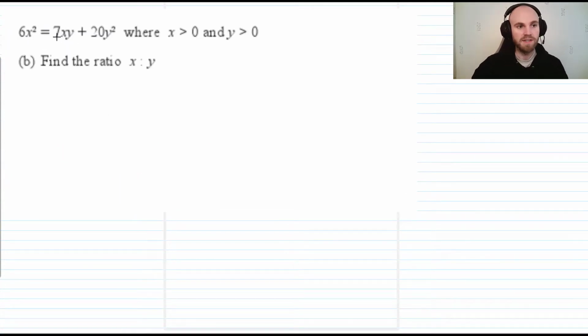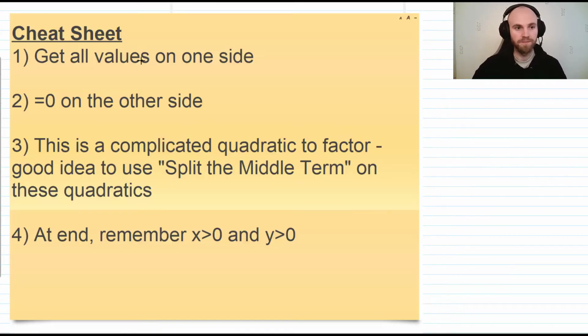So 6x squared equals 7xy plus 20y squared, where x is greater than 0 and y is greater than 0. Part B, find the ratio x to y. If we go to the cheat sheet, we're going to get all values on one side and have equals 0 on the other side. This is a complicated quadratic to factor, so it's a good idea to use split the middle term. And at the end, we need to remember that x must be greater than 0 and y must be greater than 0.